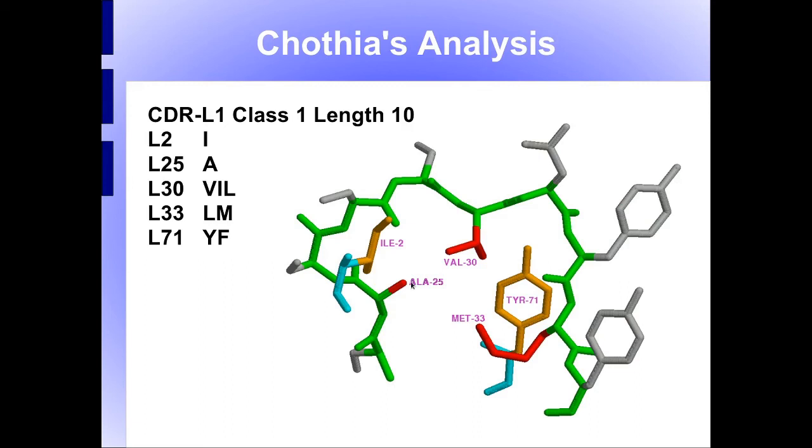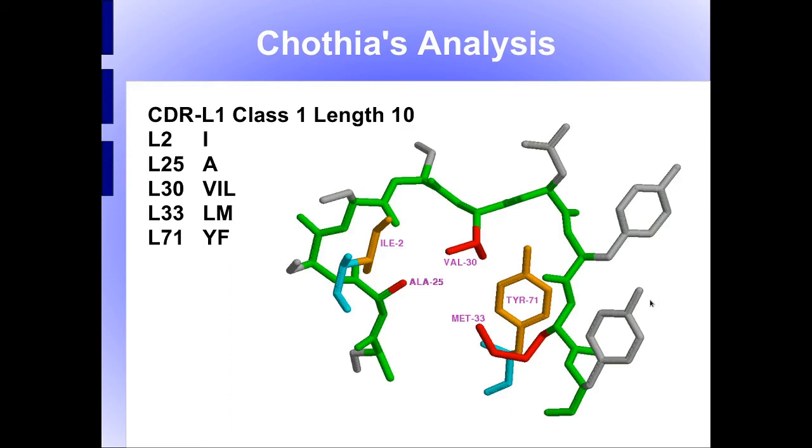So at this position, if we have an alanine, and at this position we have valine, isoleucine, or leucine, that's V-I-L here. And at this position we have leucine or methionine, L or M. Those come together within the loop, and then we have interactions with the surroundings. So we have at position L2 here an isoleucine, and at position 71 a tyrosine or a phenylalanine. Providing we maintain those residues, then we can play with all these ones in grey as much as we like, and we'll end up with the same essential structure.